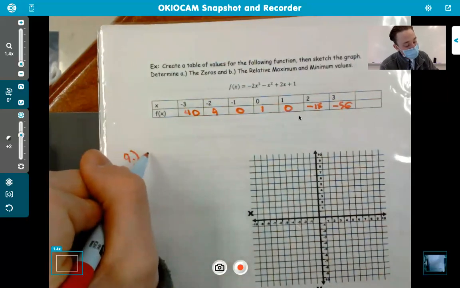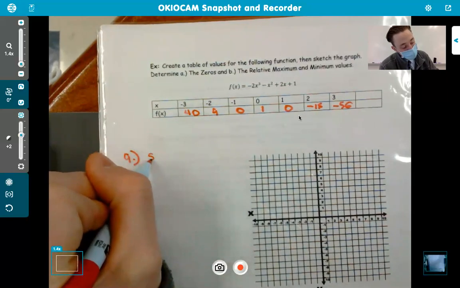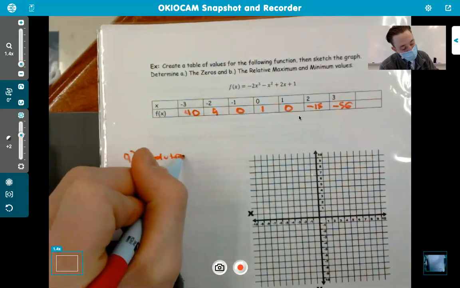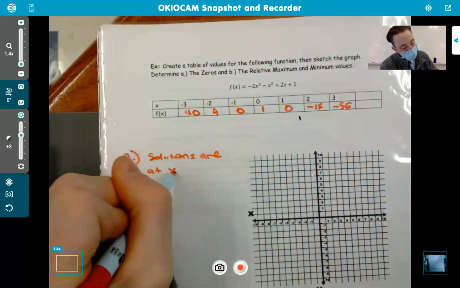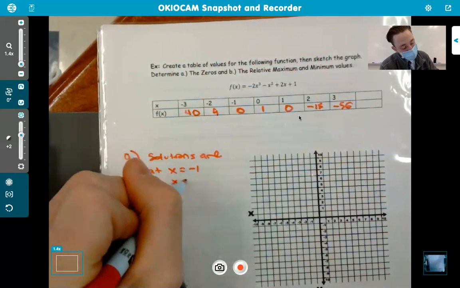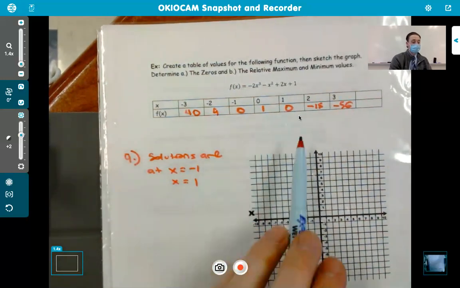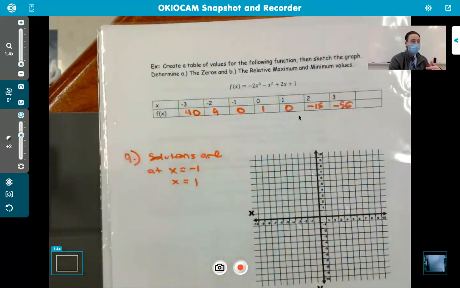We're given 2 zeros. So I'll say my solutions are at x equals -1, and x equals +1, because they both have zeros in for the f of x or the y, whatever's easiest for you to understand. Does anybody have any questions about that?